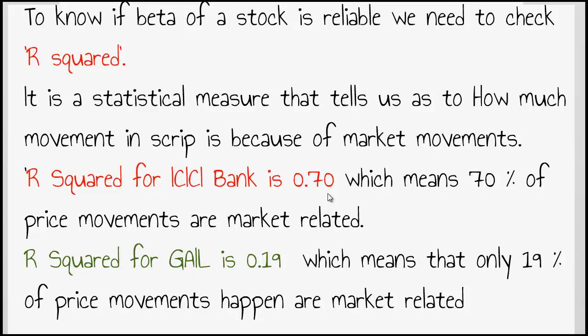So if R squared is 0.7, that means that 70% of price movement in the ICICI Bank stock is happening because of market related movements, whereas R squared for GAIL is just 0.19, and that means that only 19% of price movements are market related, and hence you don't see a much lesser volatile stock than the market, even though beta is much lower at 0.54. So R squared of 0.19 suggests that we cannot really rely on this beta.